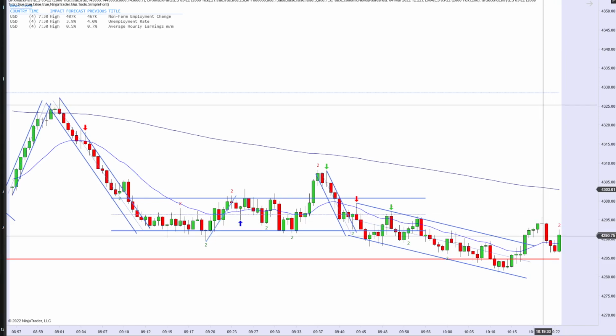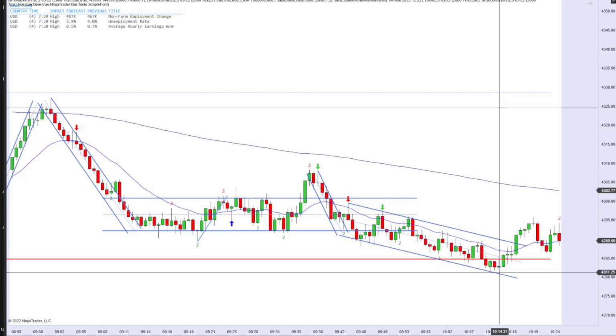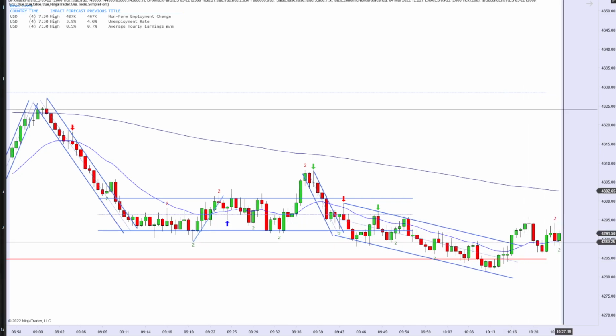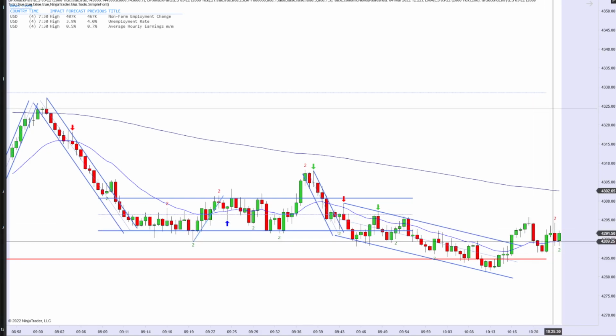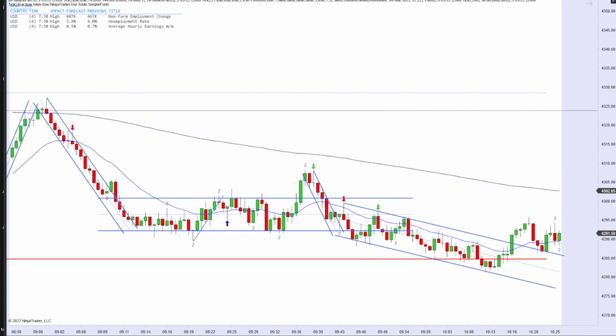First entry long. Wow, it's a far second entry short. First entry short, second entry short, but I still wouldn't take that because it's above the EMA. First entry long, second entry long. This is a risky one.